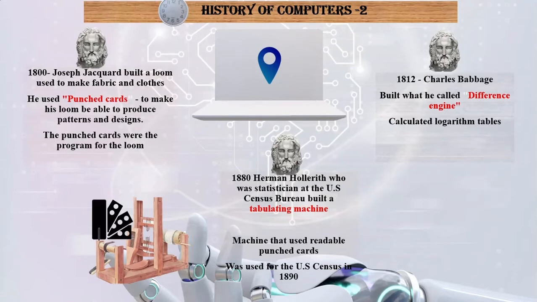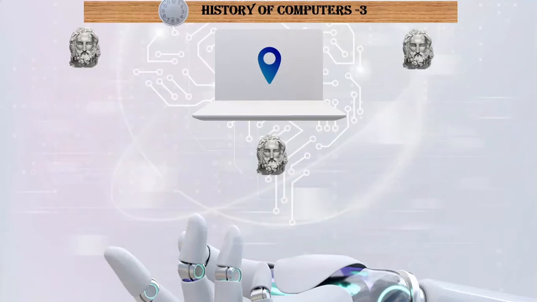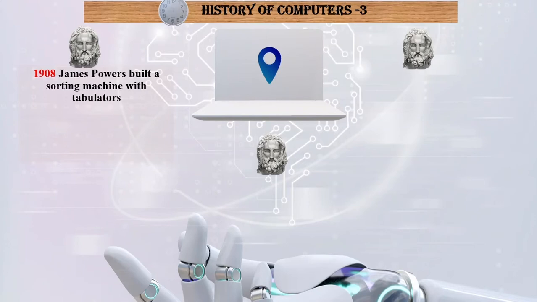And after that, in 1812, Charles Babbage built the difference engine, which could calculate logarithm tables. I hope your mind is getting back to your calculators and all that. So after that, we got to another set of introductions into computers, and it was in 1908 where James Powers built a certain machine with tabulators that were also used in the 1910 census.